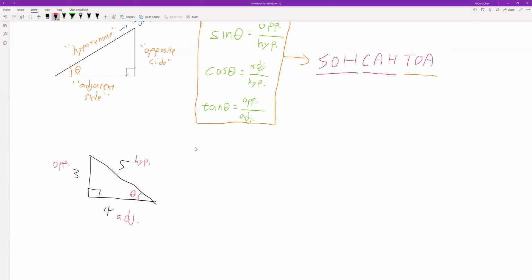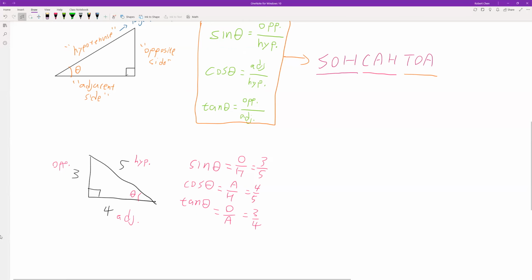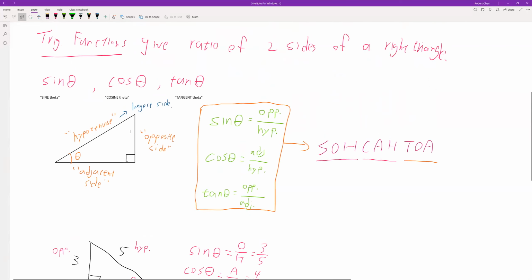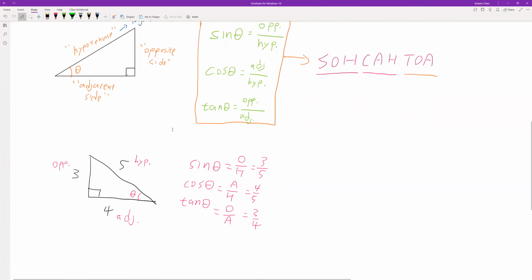Okay, so our goal is to find out what sine theta, cosine theta, and tangent theta are. And for sine, we know from SOHCAHTOA, O over H, opposite over hypotenuse, which is 3 over 5. Cosine is adjacent over hypotenuse, which is 4 over 5. And tangent is opposite over adjacent, which is 3 over 4. Okay, and that's it for trig functions. Very easy in terms of definition. They just give you the ratio of two sides of a right triangle.